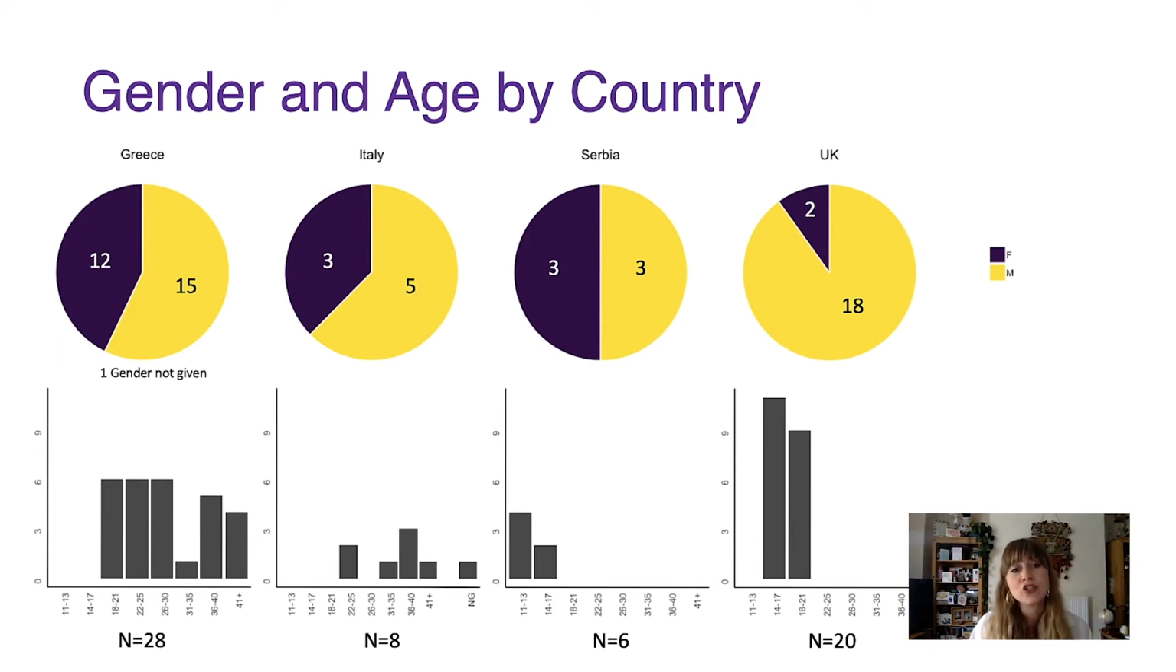In Italy, we had 8 students, 5 were male, 3 were female, and again, fairly diverse, 22 to 25 to 41 plus. However, a couple of students didn't give their age. For Serbia, we had 6 students, evenly distributed between males and females, with 3 each, and these were the youngest students, classified as 11 to 13 or 14 to 17. And then finally in the UK we had 20 students, with by far the majority being male, with 18 male and 2 female, and these fell solely within the 14 to 17 to 18 to 20 categories.